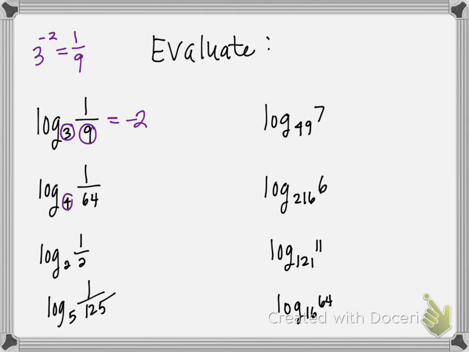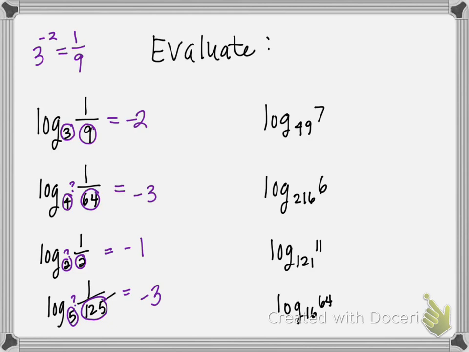So 4 to what power gives me an answer of 64? 4 to the third power gives me an answer of 64, but because the 64 is in the denominator, you need to add a negative to your answer. 2 to what power gives me an answer of 2? 2 to the first power, but because the 2 is in the denominator, I need to add a negative. 5 to what power gives me an answer of 125? 5 to the third, but again, because it's in the denominator, I need to add a negative.